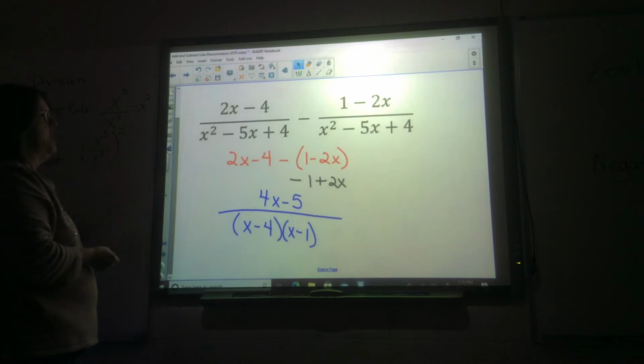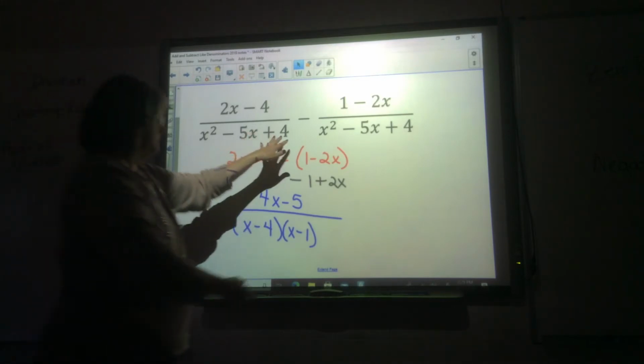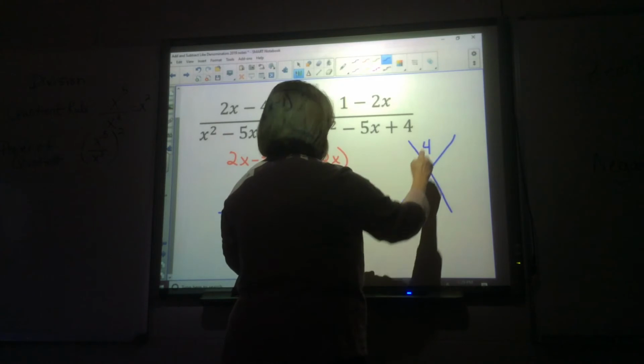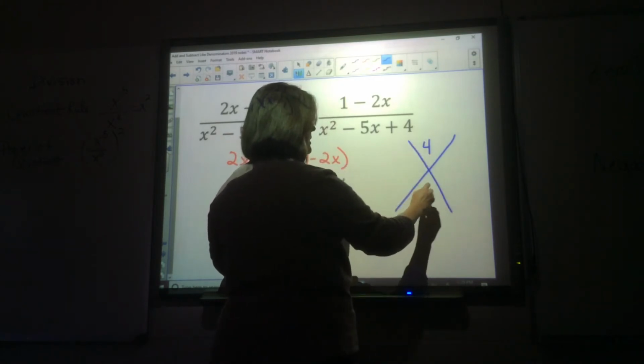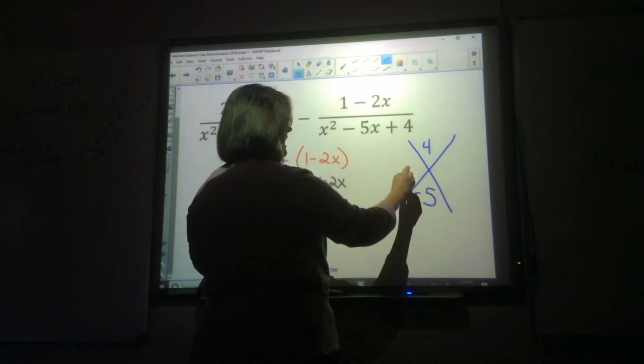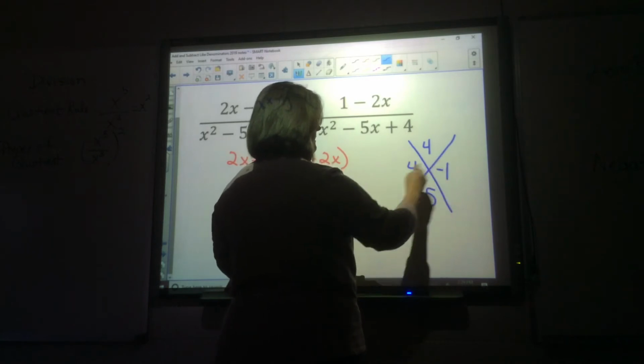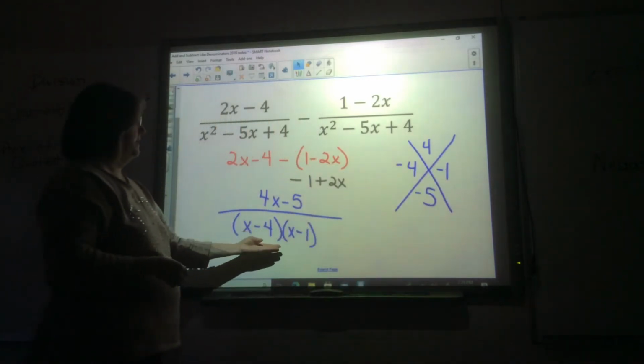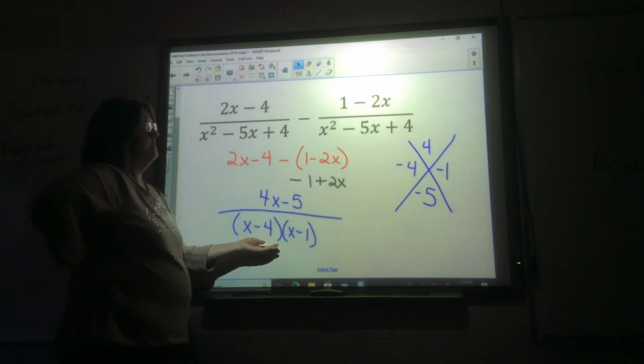This one has a big old denominator of x squared minus 5x plus 4. And you'll need to factor that. When you factor x squared minus 5x plus 4, you're looking for factors of 4 that add to 5, and that would be 4 and 1, and they are both negative. So you end up with x minus 4, x minus 1 in the denominator.